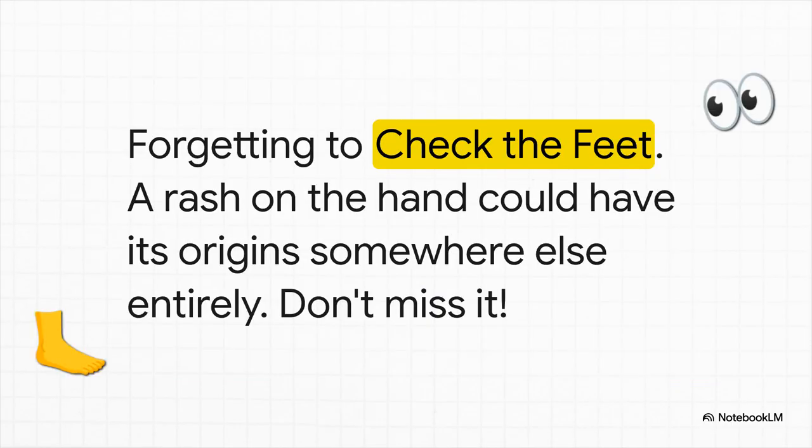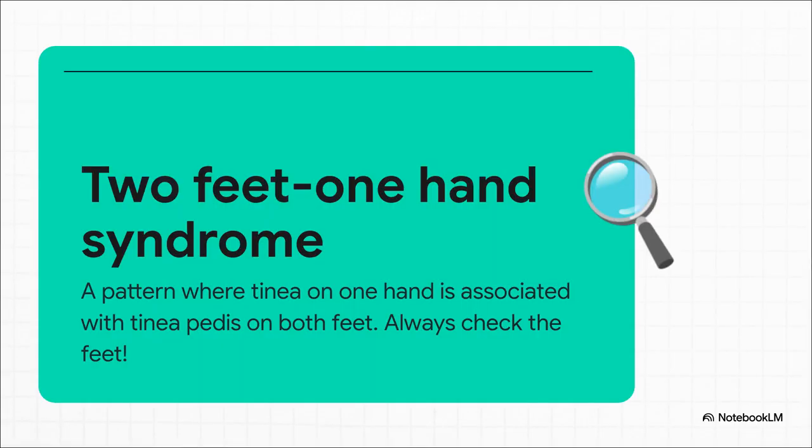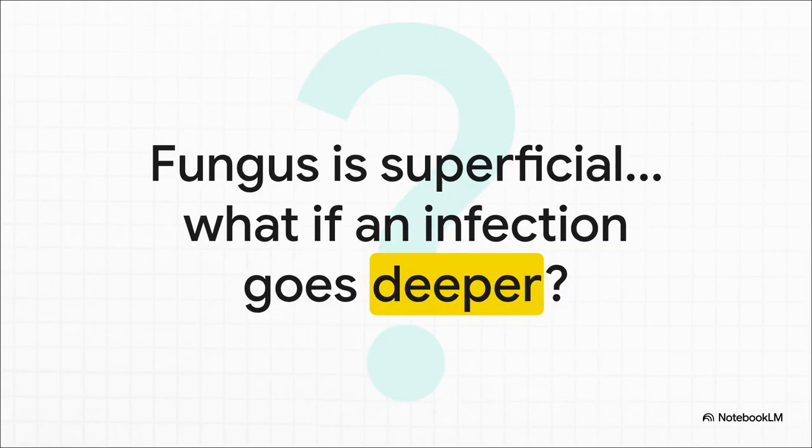Okay, our second pitfall is a classic diagnostic miss. A patient comes in with a rash on their hand, you're thinking fungus, but you forget one absolutely crucial step. This is a famous clinical pearl called two feet, one hand syndrome. It's this weirdly common pattern where a fungal infection on one hand is directly linked to athlete's foot on both feet, probably because the person is always scratching their feet. The takeaway here is so simple but so powerful. If you even think about tinea on a hand, you have to ask the patient to take off their socks and shoes so you can check their feet. Always.